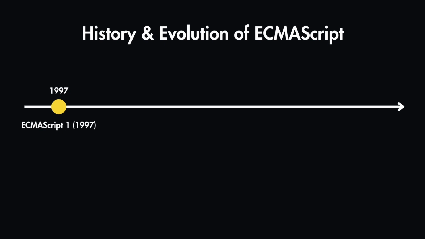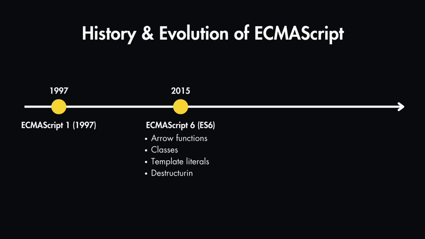After that, it received many updates, like in 1998 or 1999 and then in 2009-2011. But the big and major update was in 2015 when ES6 was introduced. ES6 introduced a lot of new features like arrow functions, classes, template literals, destructuring, and many other things. And after this, it again received many updates every year.